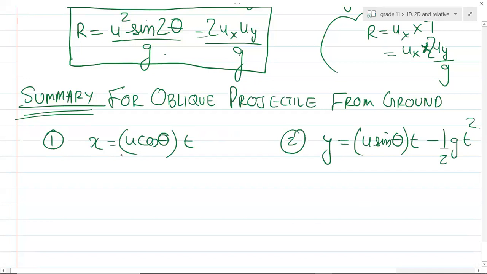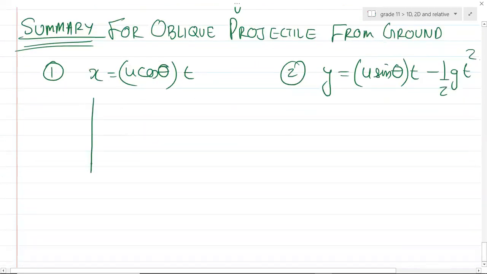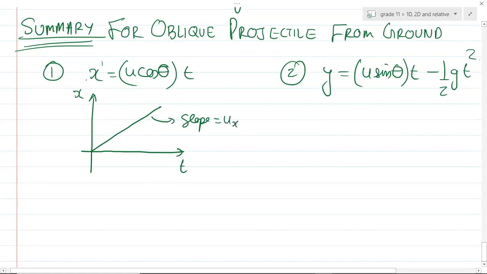Okay. So this is your x and this is your y. These are the two formulas. I'll draw the graphs as well so that you will remember them. Can you see x is basically u cos theta multiplied by t, so x to the power 1 and time to the power 1. If I plot a graph between x and time, it will be a straight line with a slope equal to the horizontal component of the velocity. Slope of the xt graph gives you velocity, right?